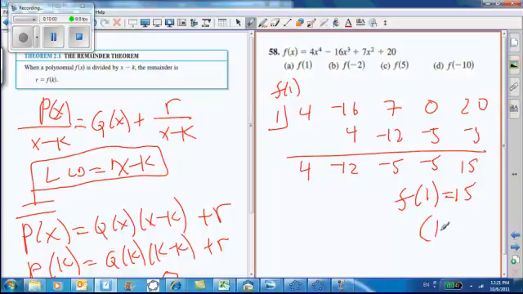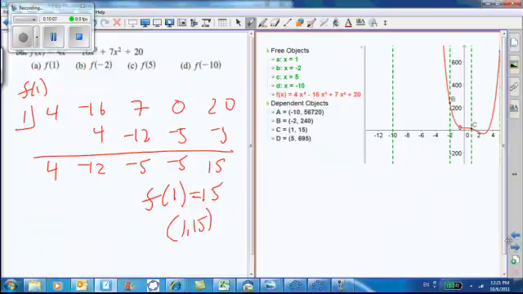And that should correspond to the point 1, 15 on the graph. And conveniently, I already did this up on my calculator, and sure enough, 1 goes to 15. You can do this in your calculator too by putting this in, and then using trace, and then just entering 1 in. And hit enter. And it'll take you right to that point.